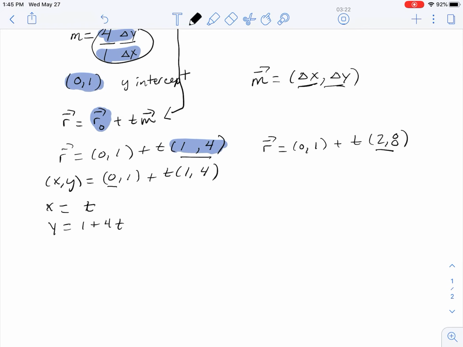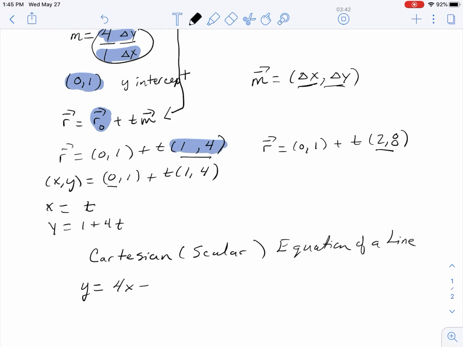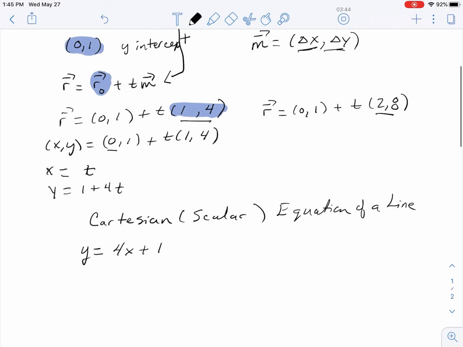Now, I want to look at what they call Cartesian. I'm going to write that out. It can be referred to as Cartesian or scalar equation of a line. Now we have a little bit of experience with this already, so let's take that equation we were looking at, y equals 4x plus 1.